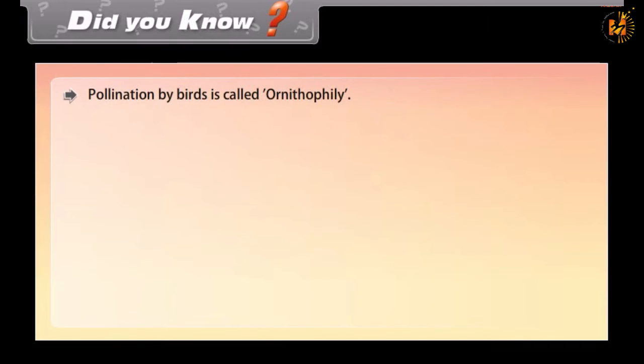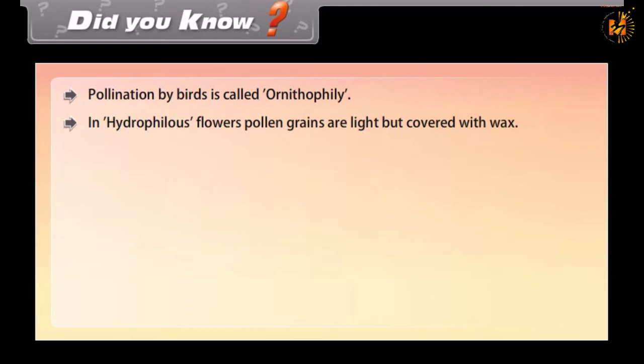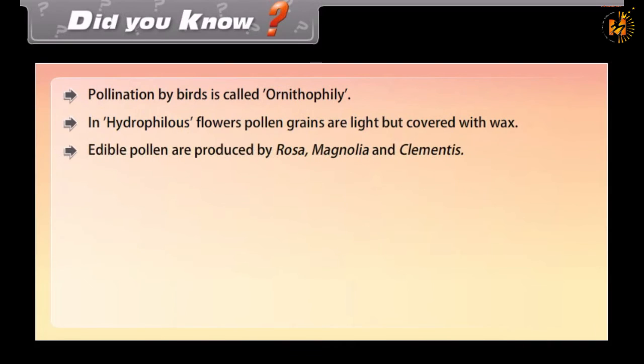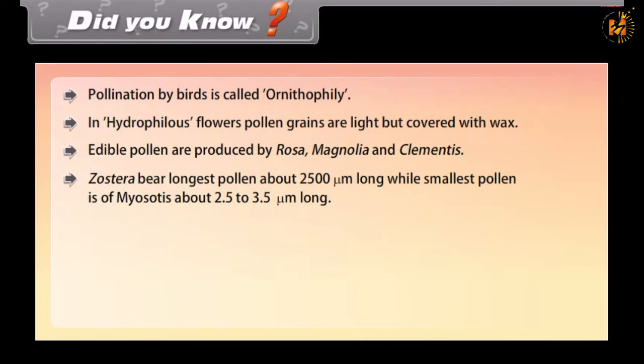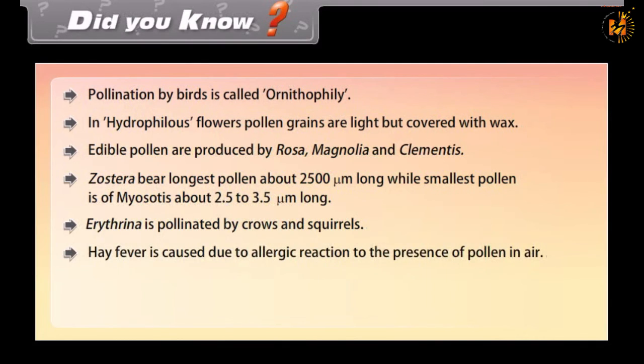Did you know pollination by birds is called ornithophily? In hydrophilous flowers, pollen grains are light but covered with wax. Edible pollen are produced by Rosa, Magnolia and Clematis. Zostera bears the longest pollen, about 2500 μm long, while the smallest pollen is of Myosotis, about 2.5 to 3.5 μm long. Erythrina is pollinated by crows and squirrels. Hay fever is caused by an allergic reaction to the presence of pollen in the air.